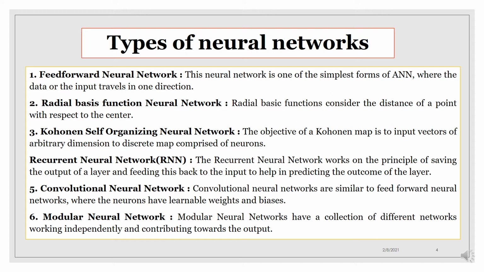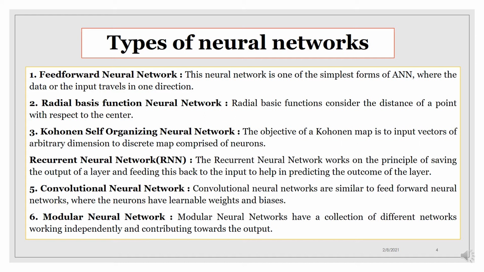A recurrent neural network works on the principle of saving the output of a layer and feeding this back to the input to help in predicting the outcome of the layer. Then is the convolutional neural network. We use convolutional neural network at many places. In many projects, it is used, like if we want to do picture prediction, or face prediction, face recognition, at those places we use the CNN.